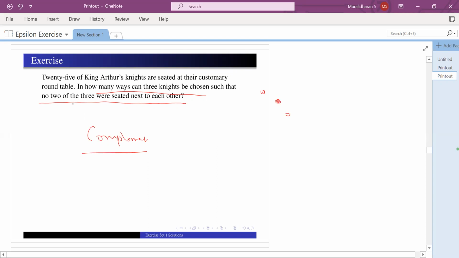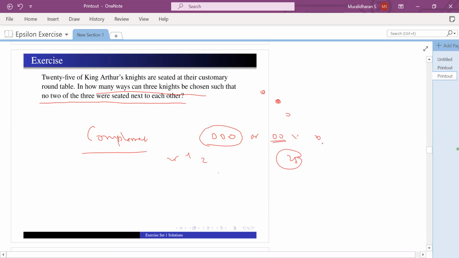So no 2 must be seated next to each other. So what will be the complement? Either all the 3 are seated next to each other, or 2 of them are seated next to each other. So let us look at how many ways all the 3 are next to each other. That is very easy, same as the previous problem. So 1 to 25, there are 25 ways in which all the 3 are seated next to each other.